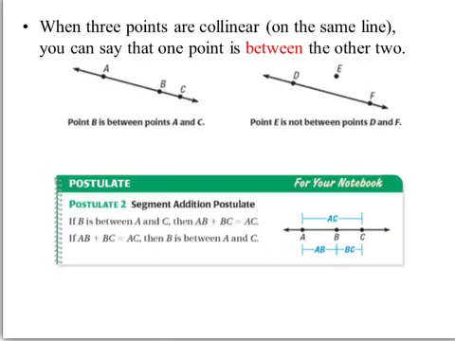When 3 points are collinear on the same line, you can say that one point is between the other two. Here we have point B is between points A and C. Point E is not between points D and F because it's not on the same line.